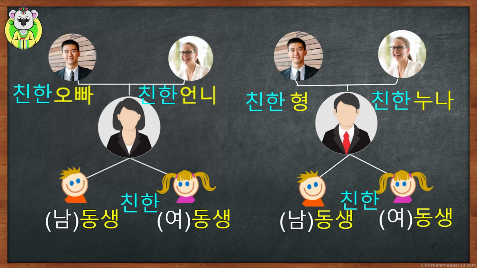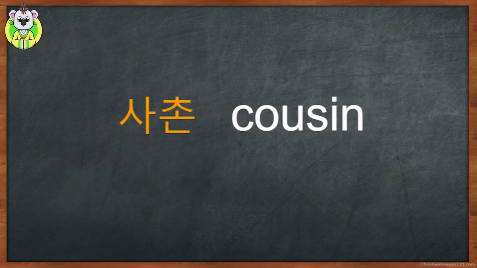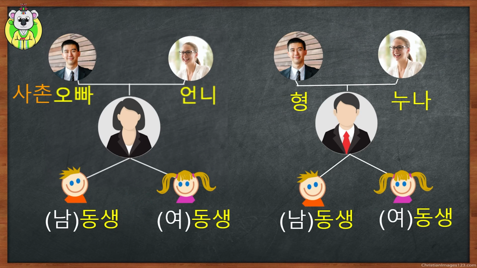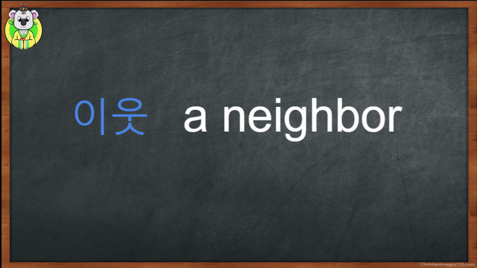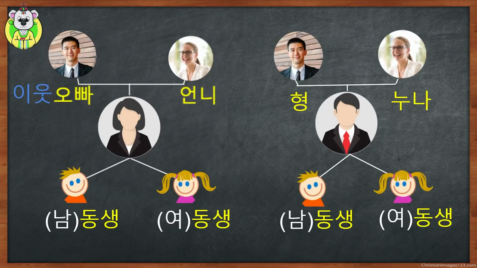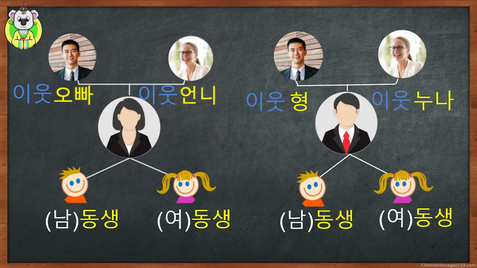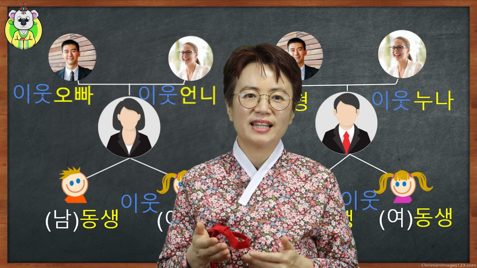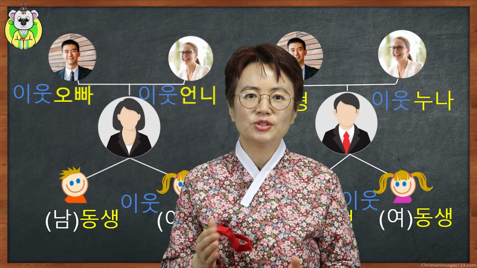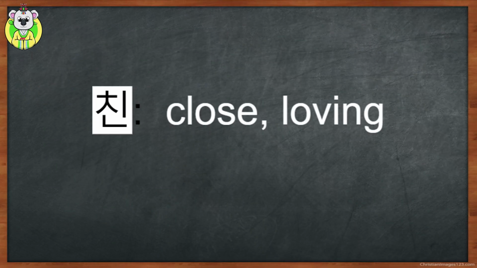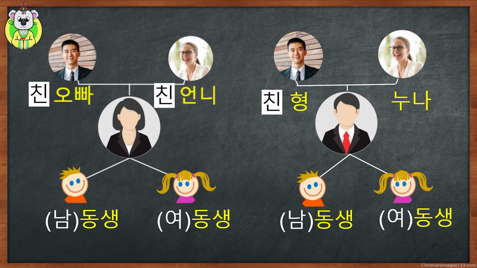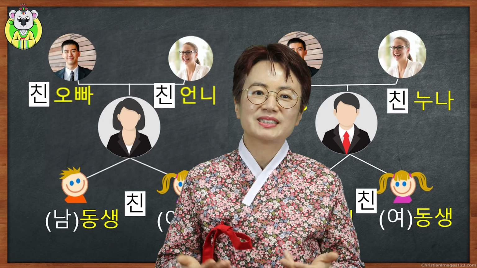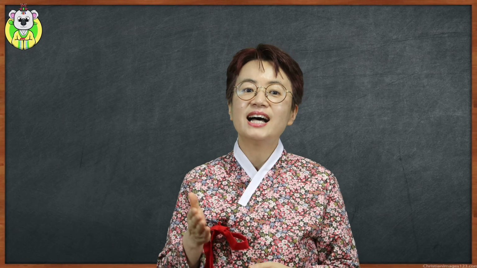Apart from 아는 and 친한, you can also add other words such as 사촌, which means cousin: 사촌 오빠, 사촌 언니, 사촌 형, 사촌 누나, 사촌 동생. Or 이웃, which means a neighbor: 이웃 오빠, 이웃 언니, 이웃 형, 이웃 누나, and 이웃 동생. In some contexts, if you need to say that they are your real siblings, you can add 친, like 친오빠, 친언니, 친형, 친누나, 친동생. But the most commonly heard one is definitely 아는.